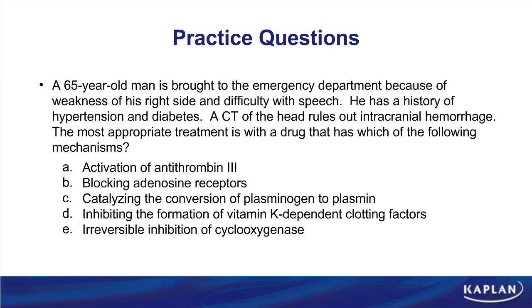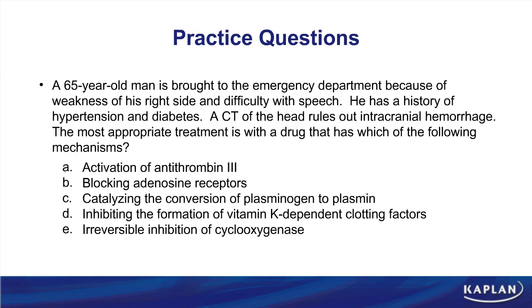A 65-year-old man is brought to the emergency department because of weakness of his right side and difficulty with speech. He has a history of hypertension and diabetes. CT of the head rules out intracranial hemorrhage. The most appropriate treatment is a drug with which of the following mechanisms?